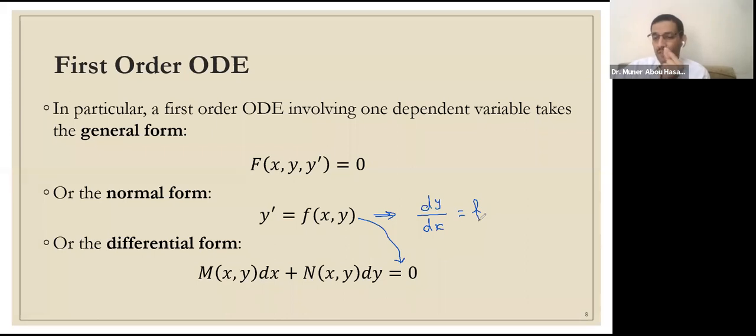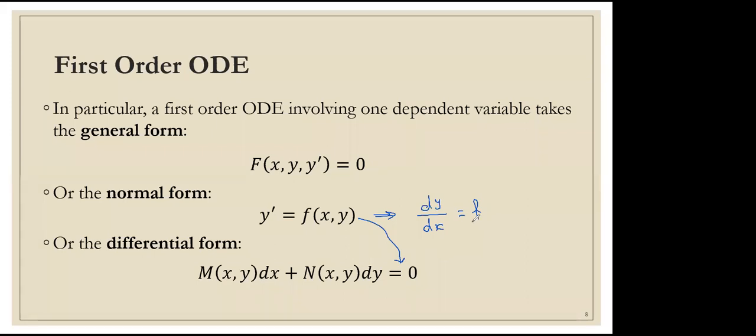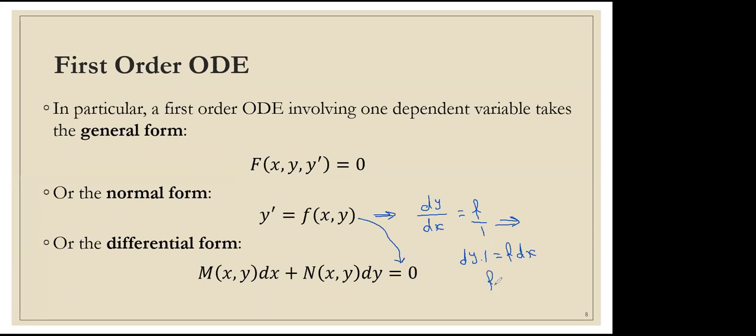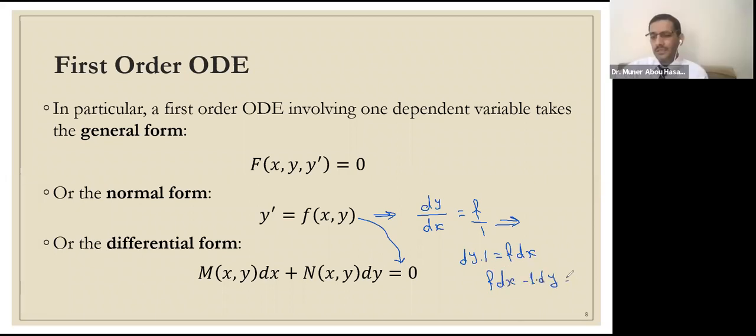Here the f has denominator 1. Okay? Can I do cross product? If I did cross product, what I have now is dy times 1 equal f times dx. Move all of them here. So you have f dx minus 1 times dy equals 0.